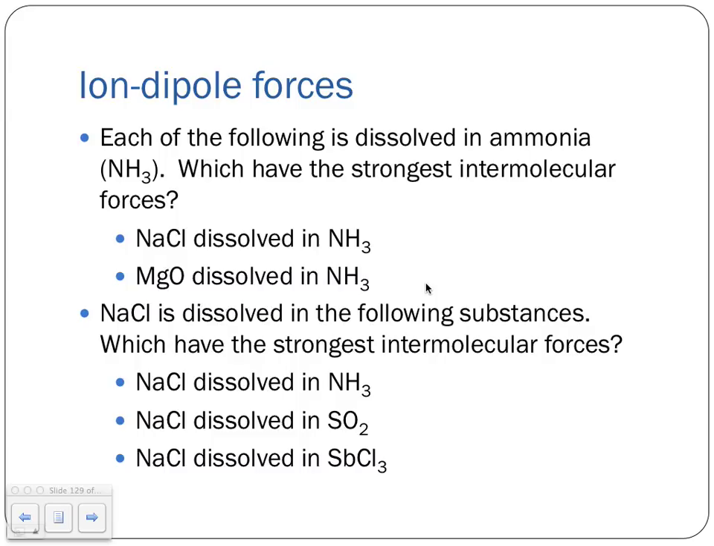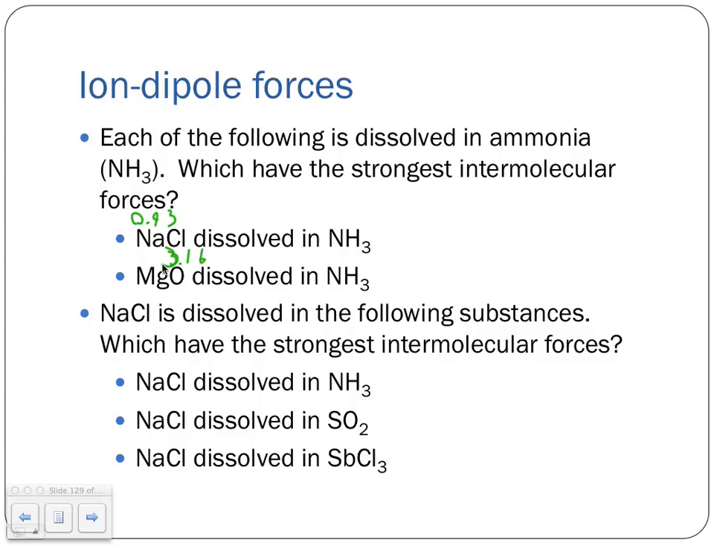Each of the following is dissolved in ammonia, NH3. Which has the strongest intermolecular forces? So NaCl dissolved in NH3. Well, first thing we have to see is, will these even dissolve? So NaCl, we want to see, is it ionic or covalent? We look at our electronegativity values. We see that sodium is 0.93 and chlorine down here is 3.16. Since that difference is greater than 2, this will be ionic.